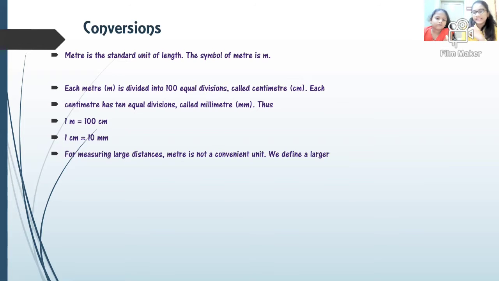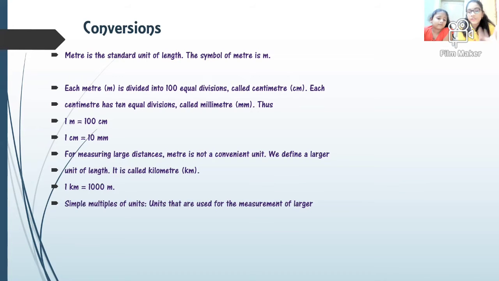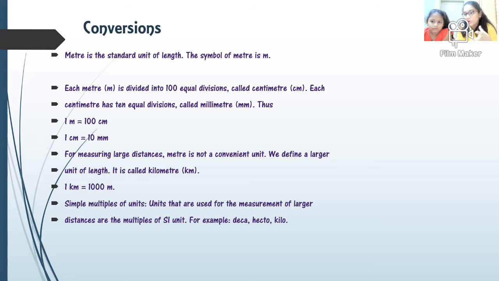Now for measuring large distances, meter is not a convenient unit. So we define a larger unit of length, which is called a kilometer. 1 kilometer equals 1,000 meters. Simple multiples of the SI unit are used for measuring larger distances. For example, deca, hecto, kilo are present in front of the meter to make it a larger amount: 1 decameter equals 10 meters, 1 hectometer equals 100 meters, and 1 kilometer equals 1,000 meters.